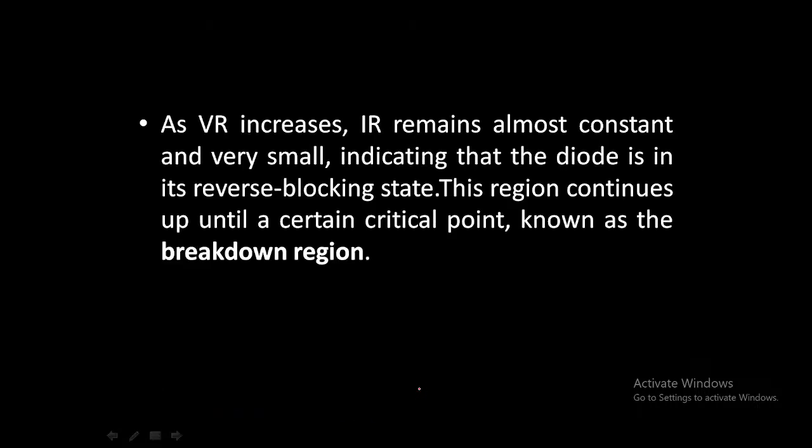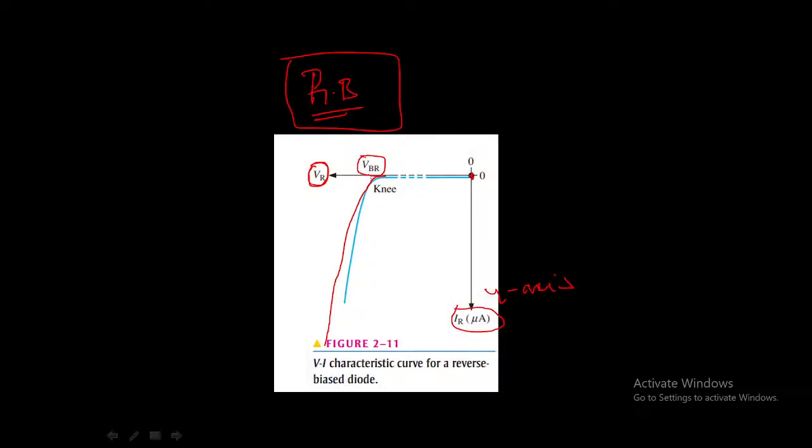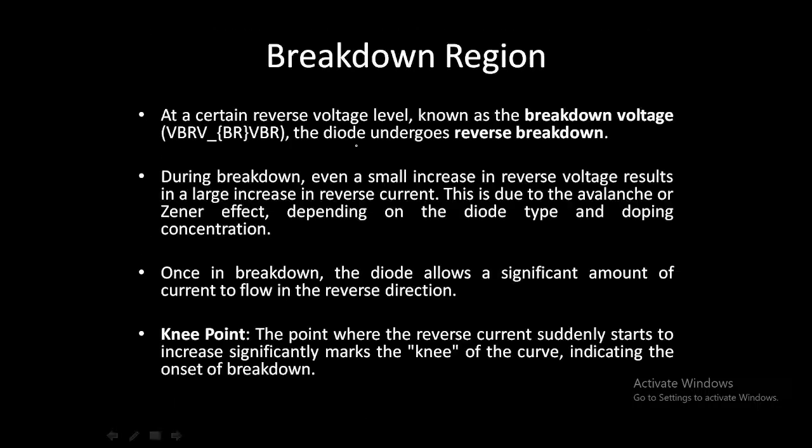So what happens if VR increases? IR remains almost constant, as we have seen from the graph, and it will be very small, indicating that the diode is in a reverse blocking state. This region continues up until a certain critical point known as the breakdown region. Until this breakdown point, the current remains constant, and after reaching this point, the current increases rapidly.